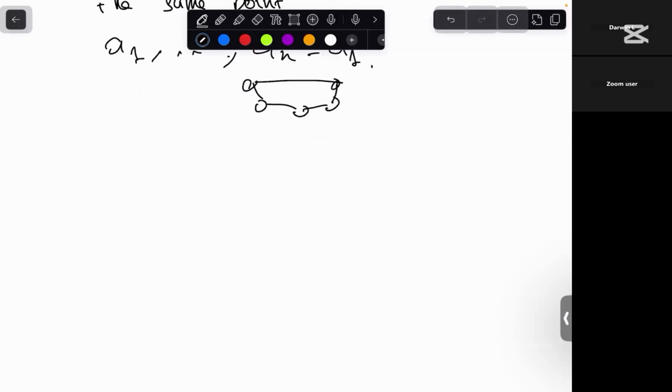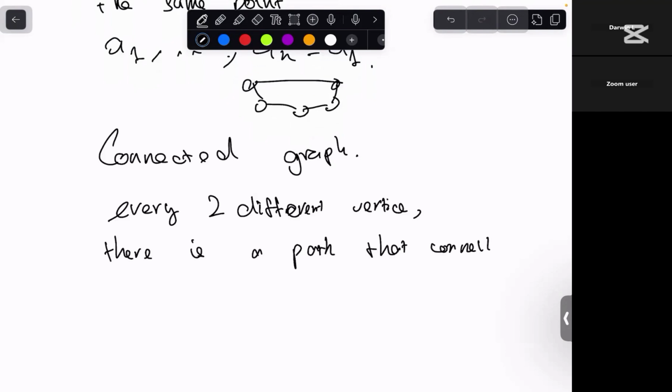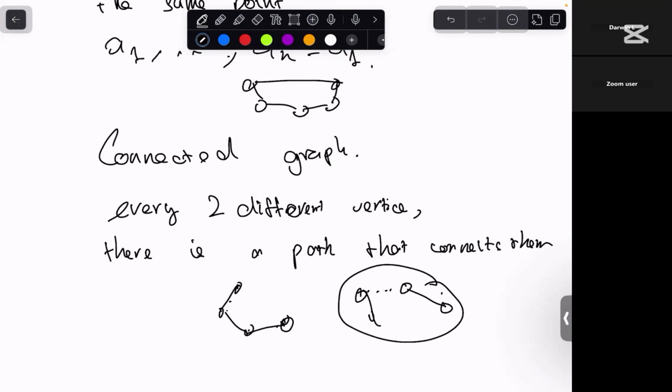Next, I will define a connected graph. A connected graph is one where for every two different vertices, there is a path that connects them. For example, this is a connected graph, because there is a path that connects all of them. But this one will not be, because there is no path between node 1 and node 2.